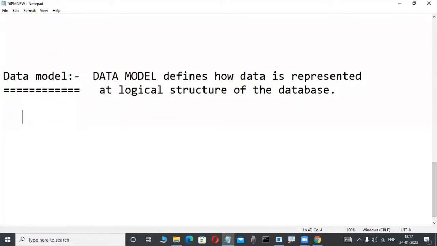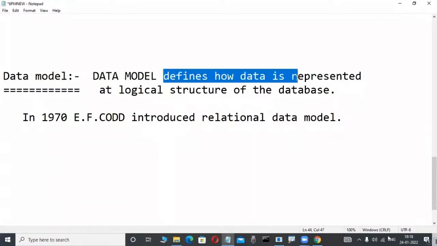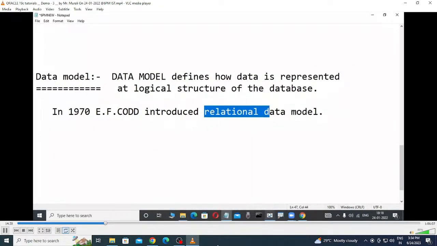Suppose from 1970 onwards this data model is there. Where Oracle fits in, we will learn next. First, just roughly observe here. In 1970, E. F. Codd, don't write anything down, just observe some new terminology, introduced the relational data model. He is a mathematician who was working at IBM in those days. So in 1970, E. F. Codd introduced the relational data model. Relational data model means what? How is data represented in a logical structure? Yes, relational data model means in a logical structure.